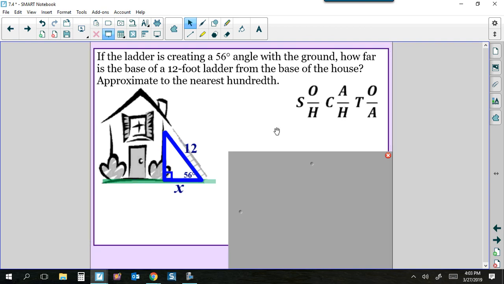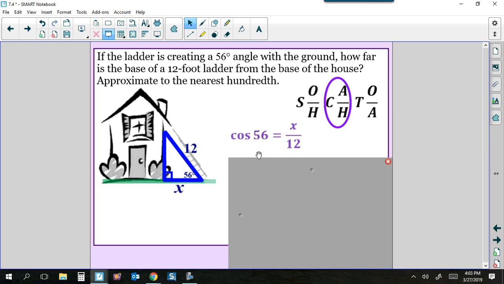The next thing you guys need to determine is which trigonometry ratio are we going to use? Will it be sine, cosine, or tangent? Well, based on the 56-degree angle, where x is, which is adjacent to the 56 degrees, and where the 12 is, which is my hypotenuse, this becomes a cosine problem. So we're going to write cosine of 56 degrees is going to equal adjacent over hypotenuse, so it's going to be x over 12. And then from here you would just go through and solve this just as we have been solving them in this unit.